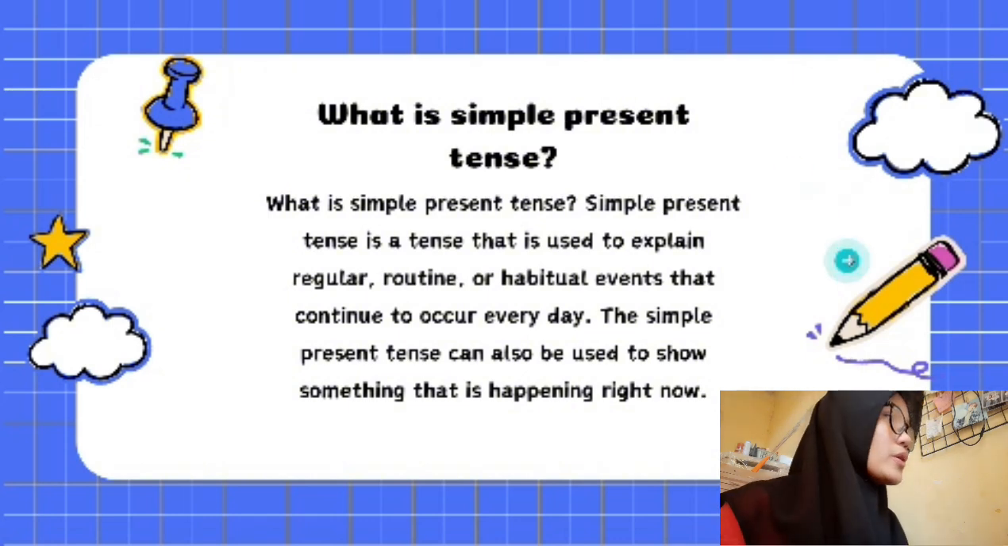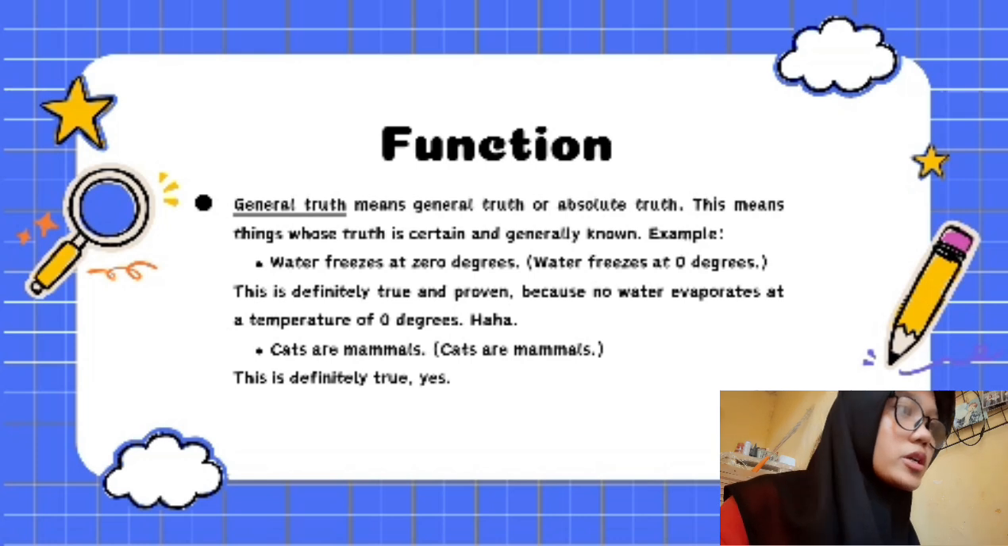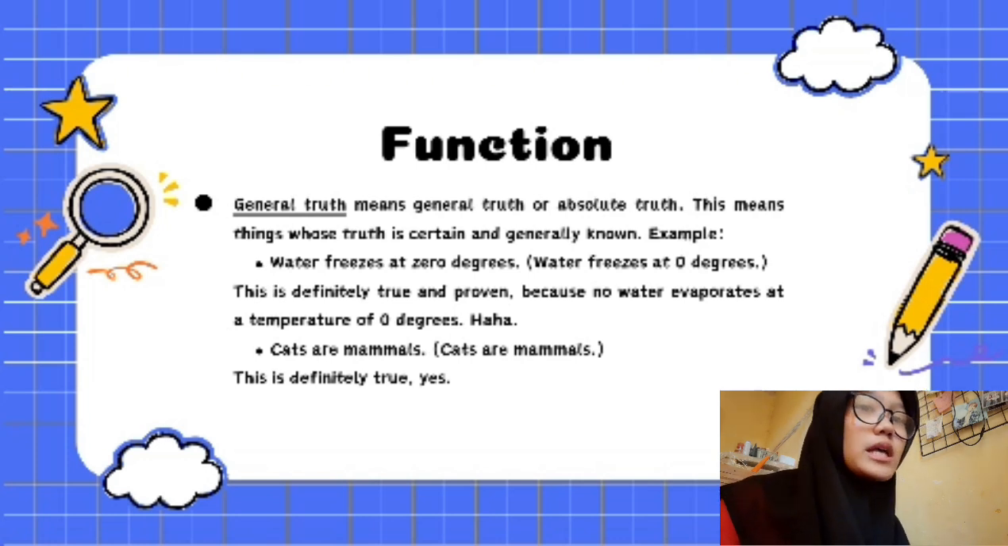Number 2, next is the functions. Function number 1 is general truth, meaning general or absolute truth. This means things whose truth is certain and generally known. Example, water freezes at 0 degrees. This is definitely true and proven. Cats are mammals. This is definitely true, yes.